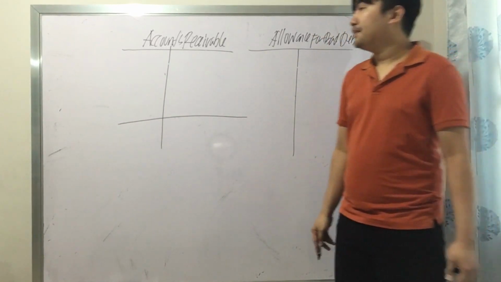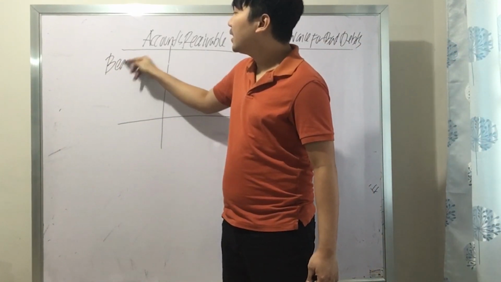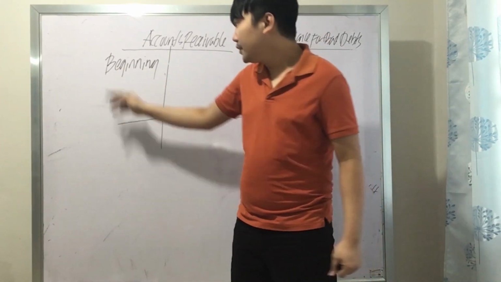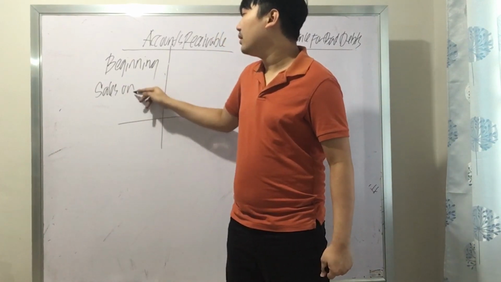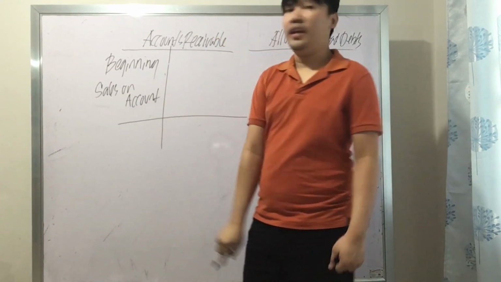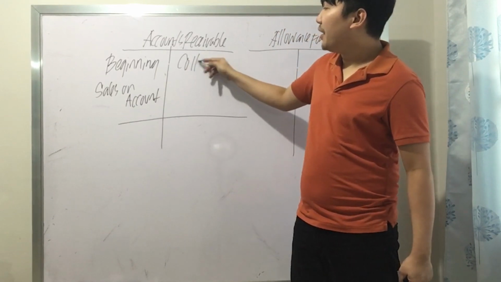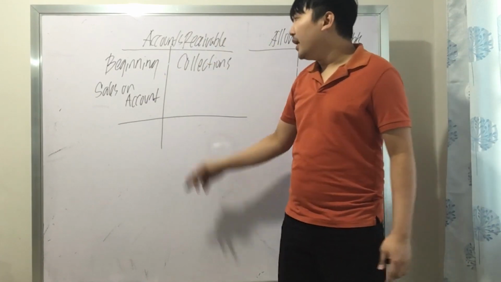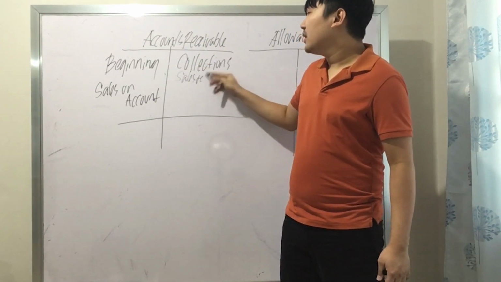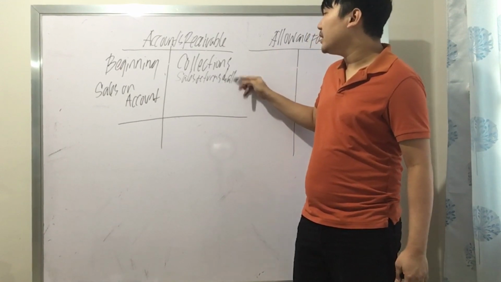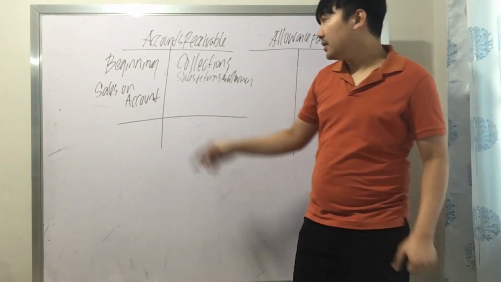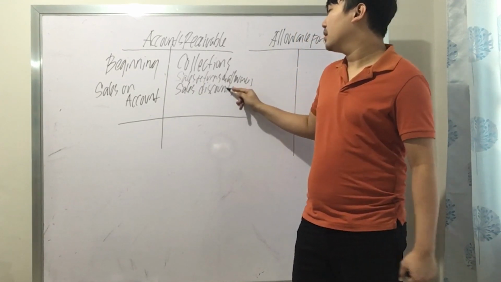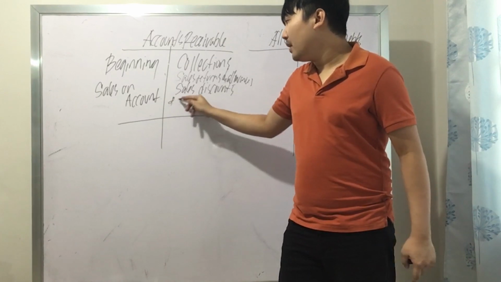Take note. We have the beginning balance. So, beginning, normal balance yan. And then we have what, no? Sales on account. Gross sales. Okay? Less collections credit. Okay? And then, less sales returns and allowances. Di ba, class? Less sales discounts. Ano yung huli? Write-off.